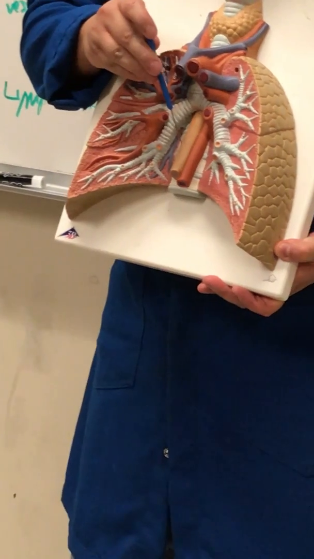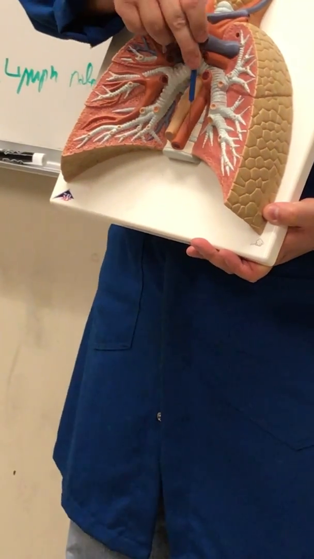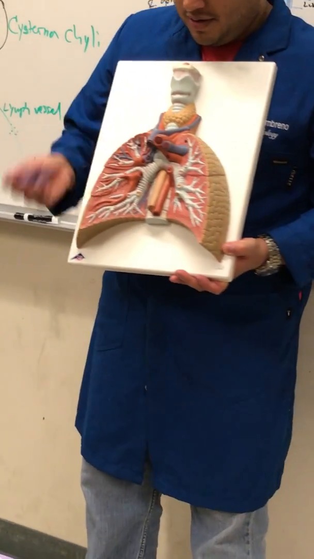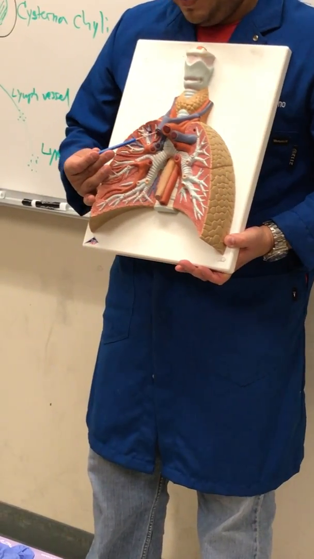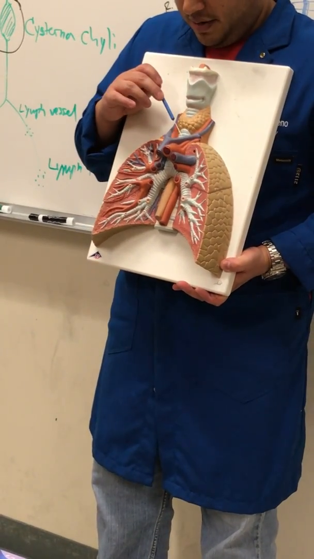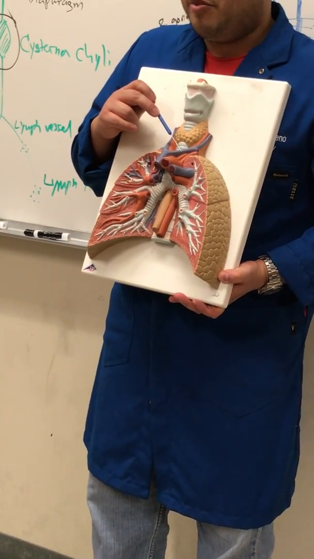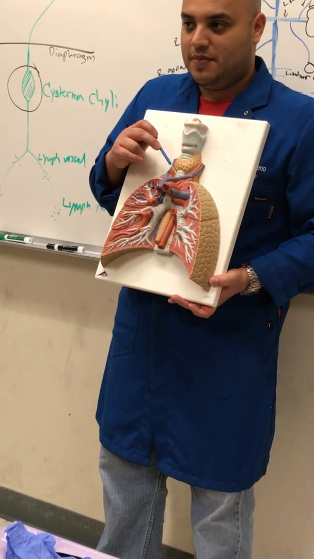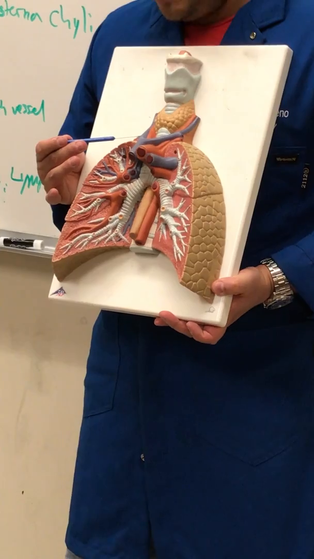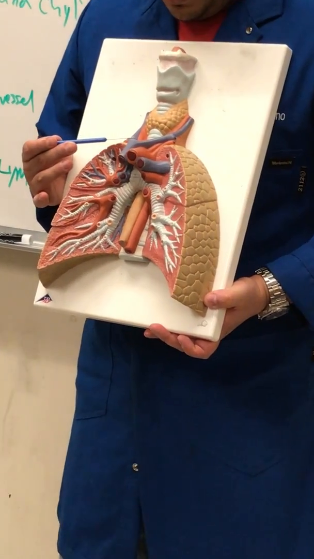What's that? Esophagus. What's that? The aorta? Yeah, it's the aorta. What's this? Superior vena cava. What's that? Left brachiocephalic vein. Left brachiocephalic vein. This one's the right brachiocephalic vein.